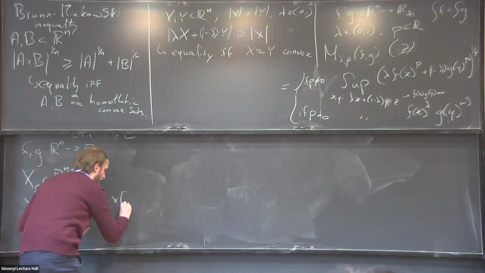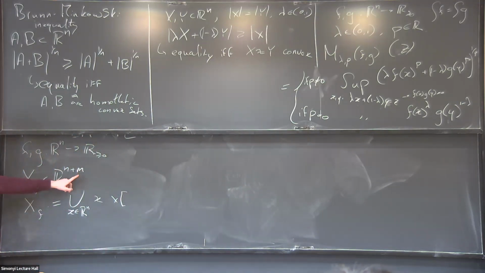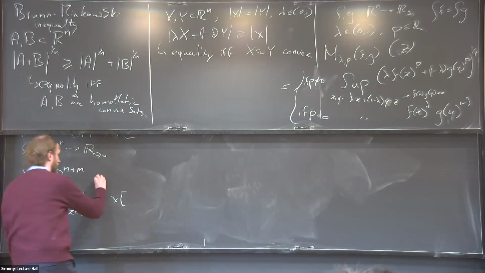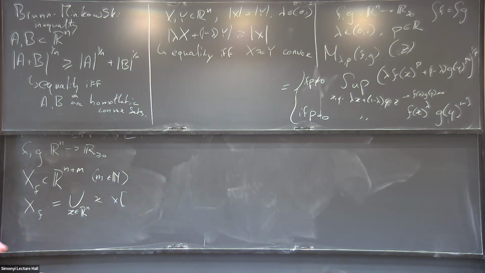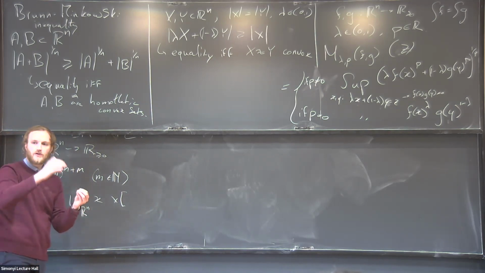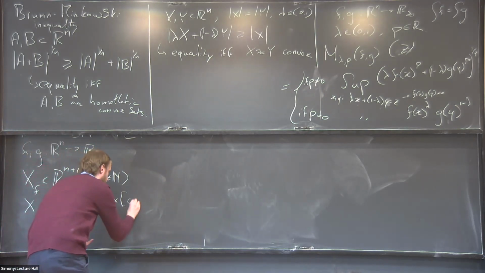What was m? M is some integer. Oh, you didn't tell us yet. I'm going to put a little cube, an m-dimensional cube of volume f(x).